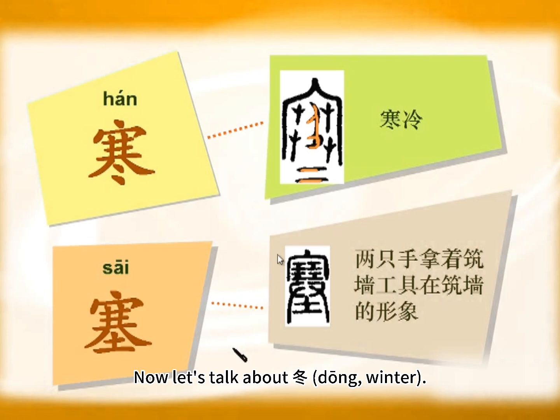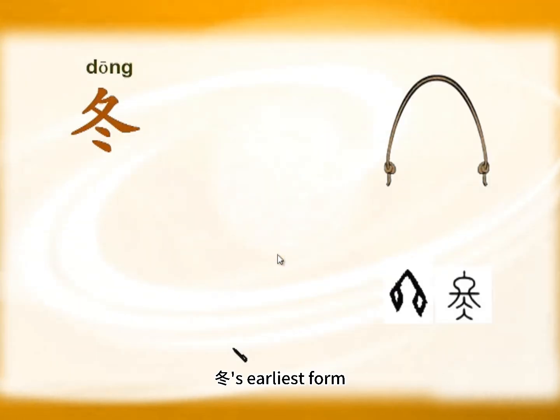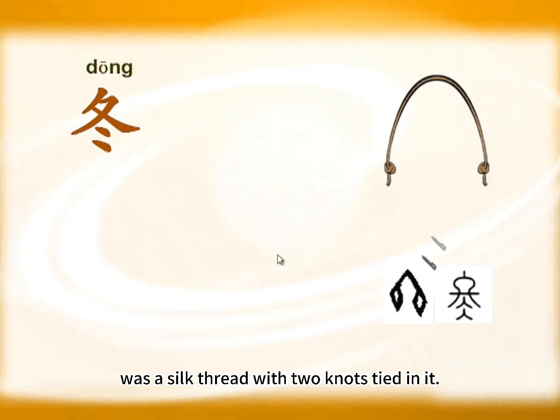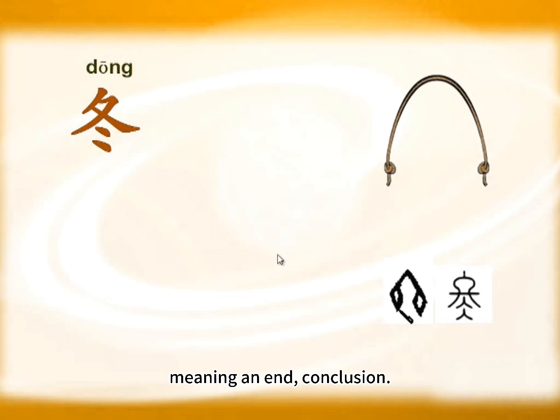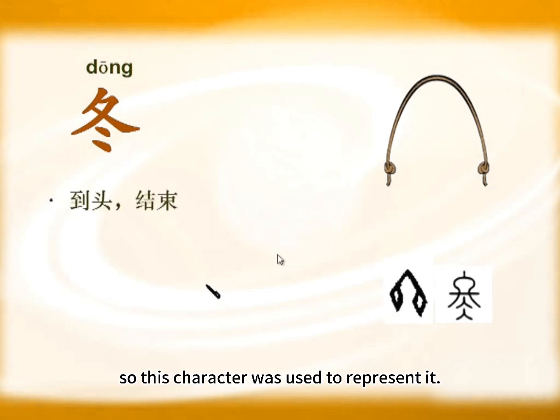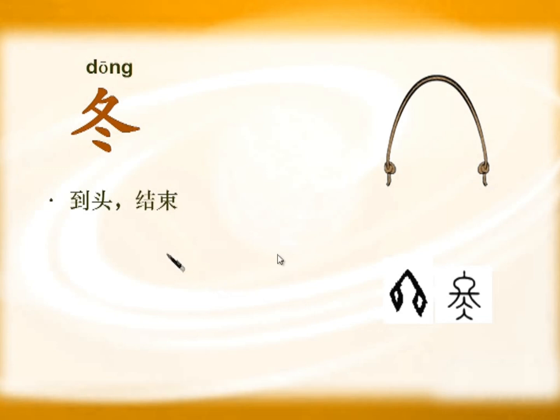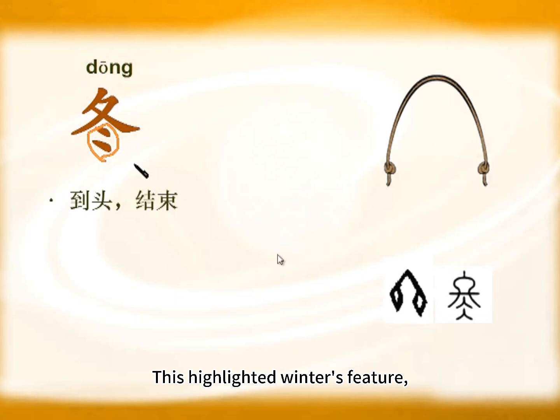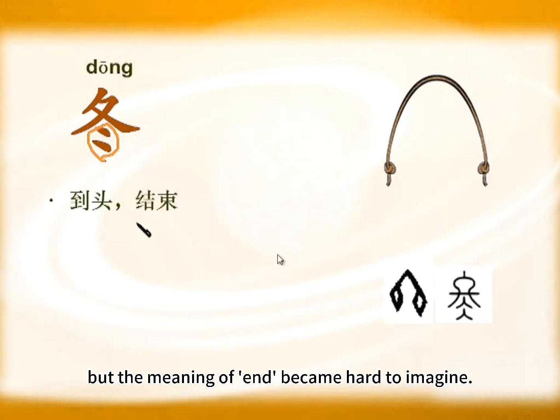Now let's talk about dōng, winter. Dōng's earliest form was a silk thread with two knots tied in it. Knots on the thread meant the weaving was finished, meaning an end, conclusion. Winter is the end of the year, so this character was used to represent it. Later, to represent winter's characteristic, ice was added below, becoming the dōng we see today. This highlighted winter's feature, but the meaning of end became hard to imagine.